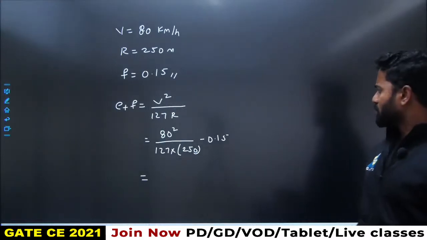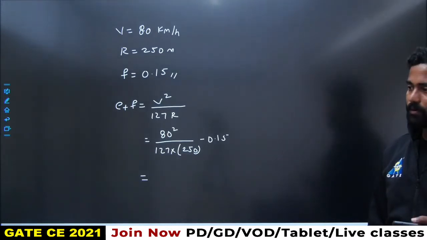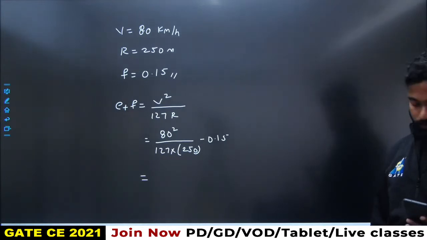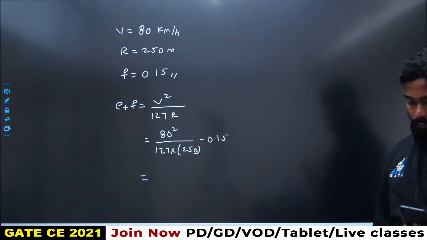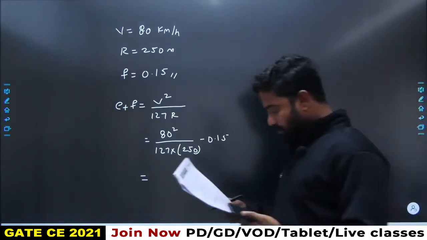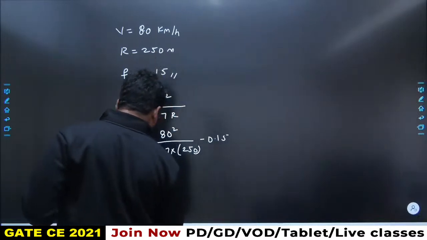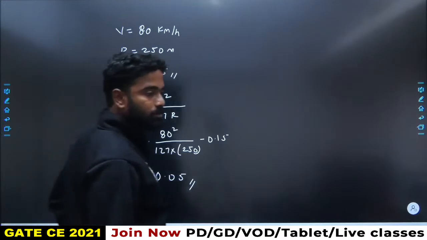I don't have a calculator with me. 80 multiplied with 80, divided by 127, divided by 250, minus 0.15. So very basic thing, 0.05. So there are options also, easy question.